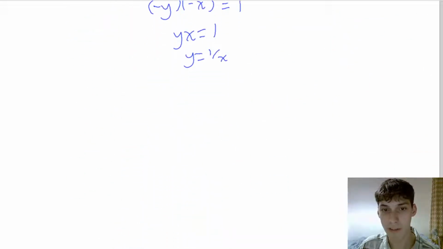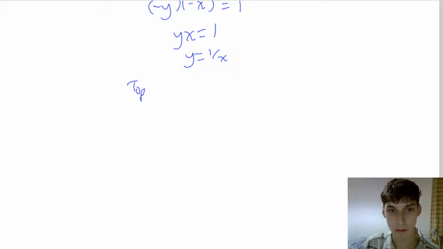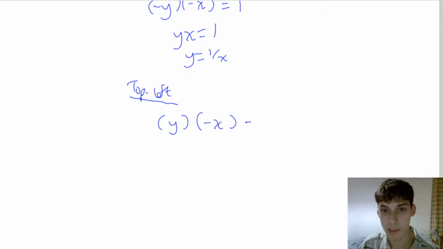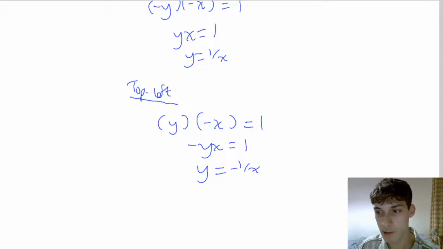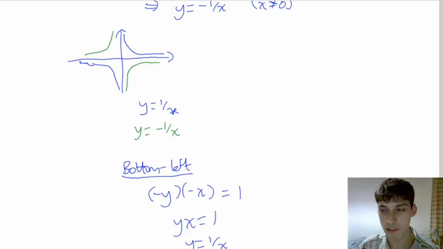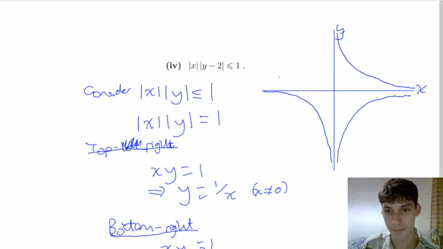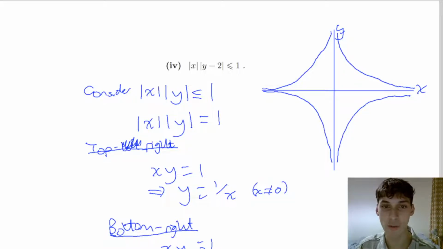And finally for the top left, we get y times minus x, because x was negative, y was positive, is equal to 1, which gives minus yx is equal to 1. So y is equal to minus 1 over x, as we've already seen, which we drew in the green here. So that's the top left quadrant, so we can just copy that over like that. So it's really exactly the same process as we did before, just with a reciprocal graph now instead of the nicer y equals mx plus c's.